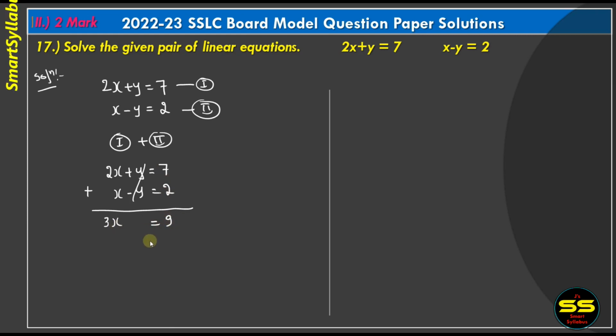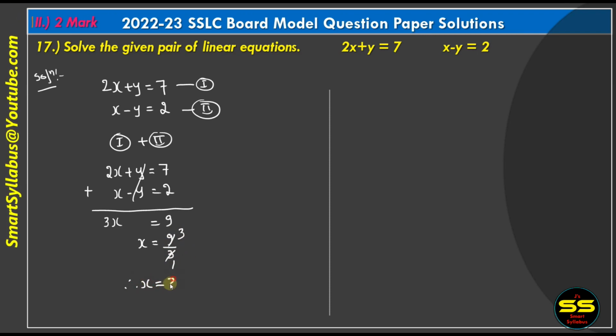Now we need the value of x, so x is equal to 9 over 3; the 3 comes in the denominator. You can divide these 2 numbers: 3 ones are 3, 3 threes are 9. Therefore, x will be equal to 3. It means we have found the value of x. It's given: solve the pair of linear equations.